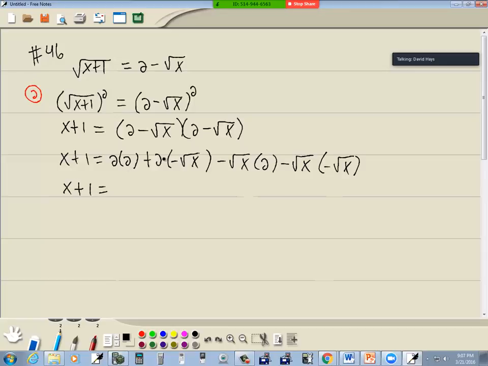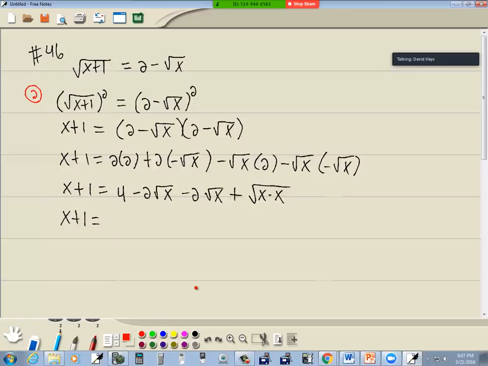That's your FOIL. First, outer, inner, last. 2 times 2 is 4. 2 times negative square root of x is negative 2 square root of x. Negative square root of x times 2 is negative 2 square root of x. Negative times negative is positive, and square root of x times square root of x gives us square root of x times x.